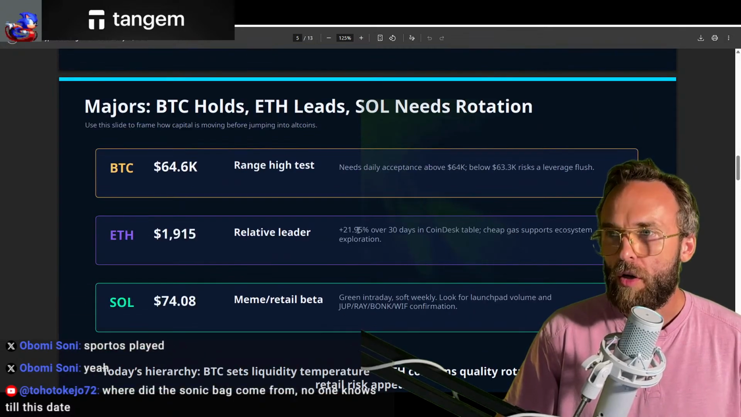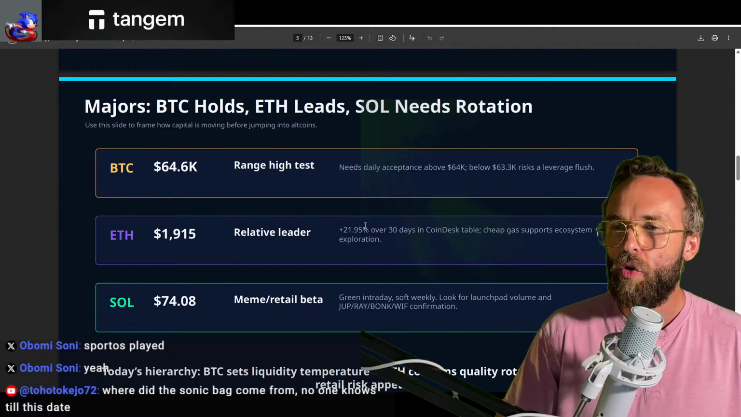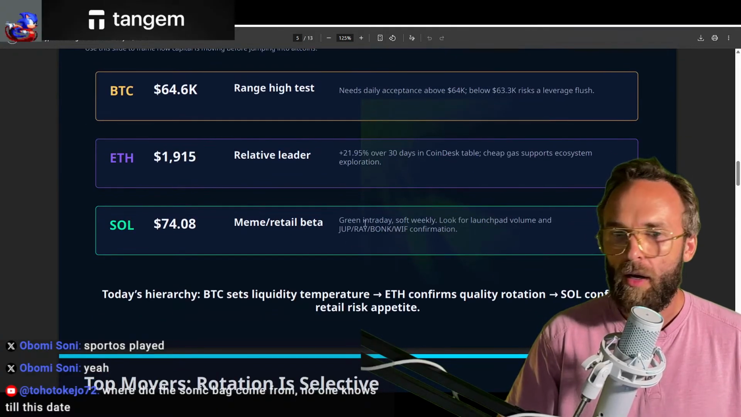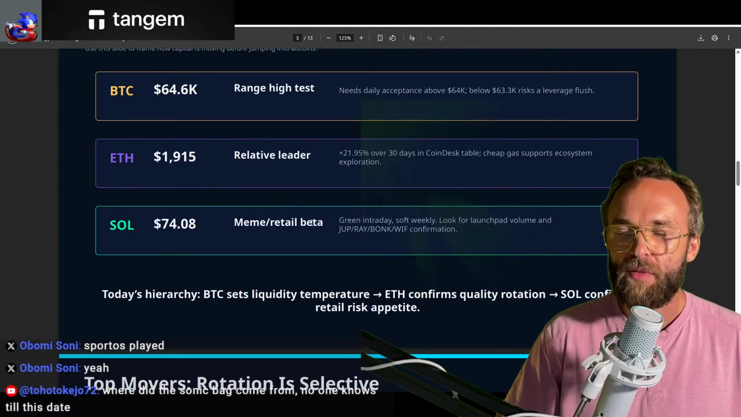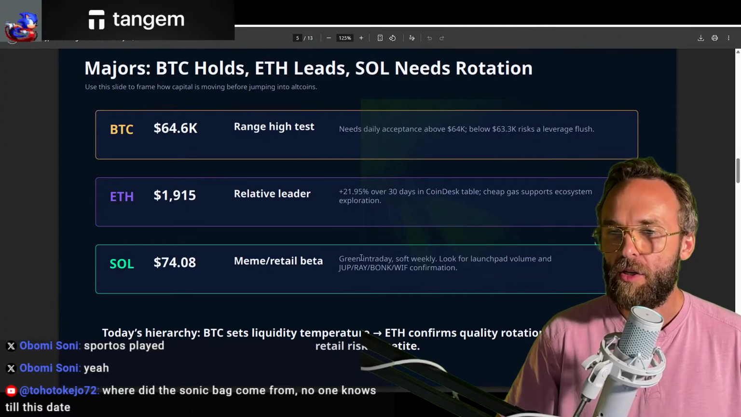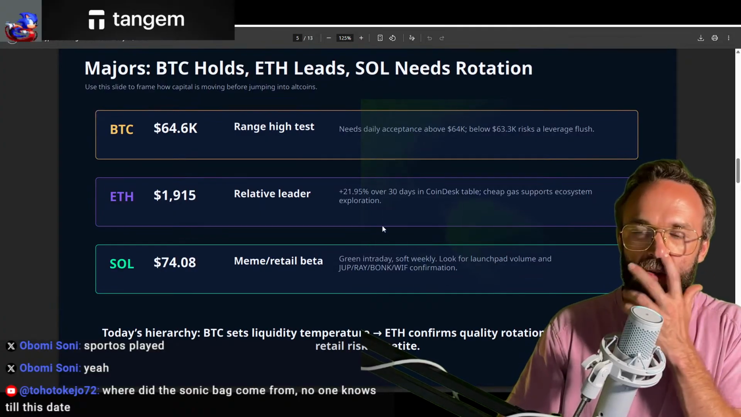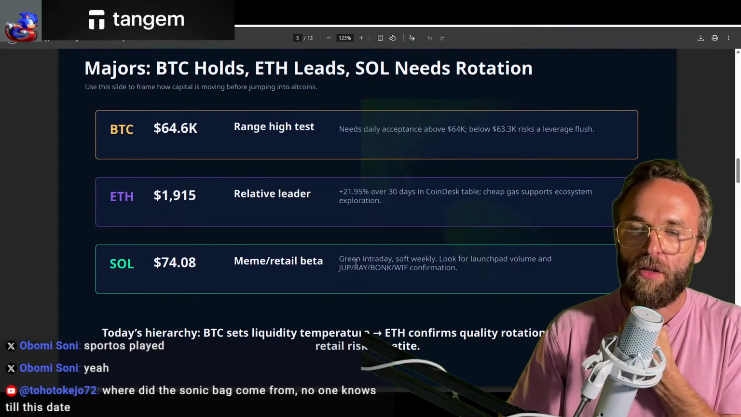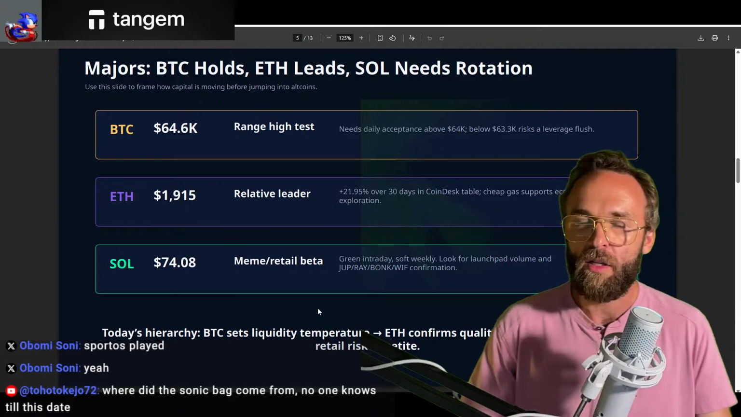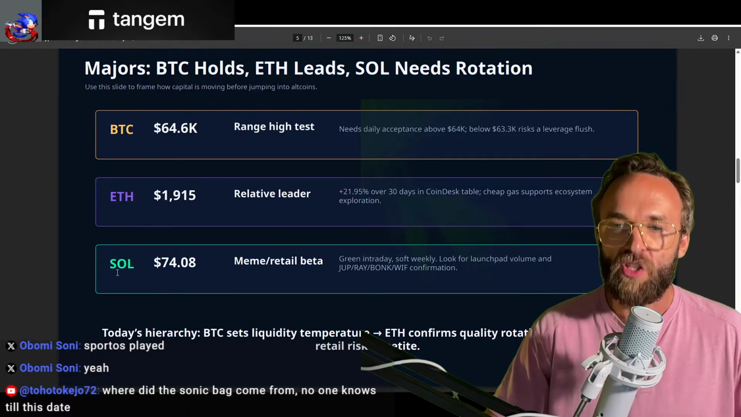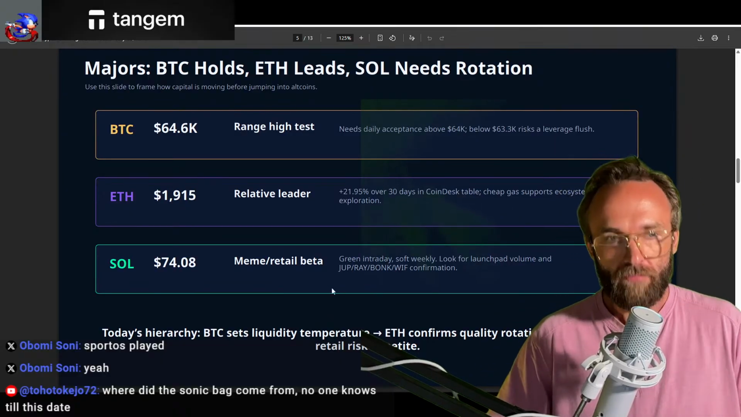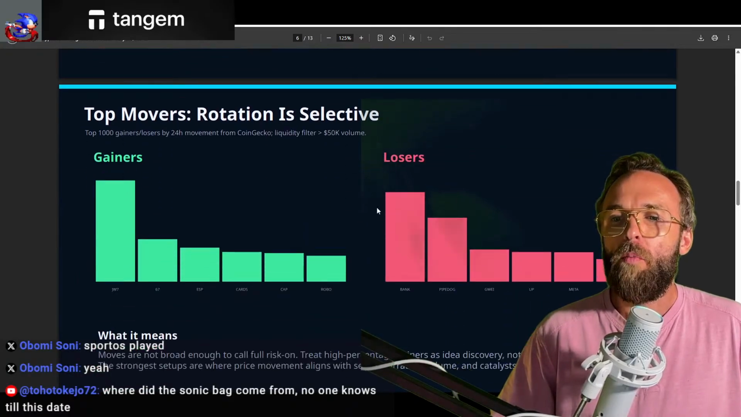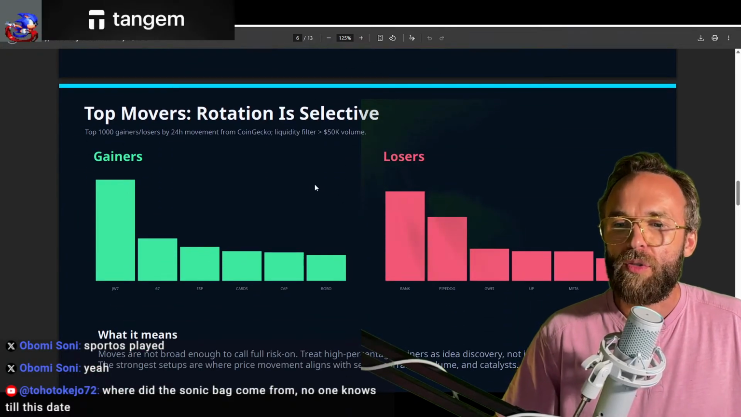Yeah, so the majors continue to hold. Sol needs a little bit more rotation of capital. Even though the memes and Ansem are trying to CTO the whole community into Ansem, it's still not enough to push. The institutions need to come in. The ETF needs to start flowing, and Sol will break all-time high. That's it. And so, top movers of the rotation.